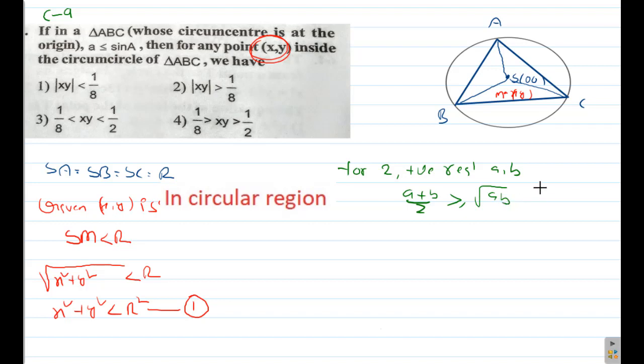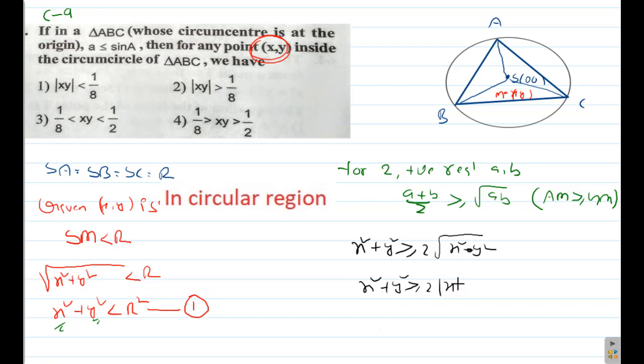This is called the AM-GM inequality: AM is greater than or equal to GM. Here x square and y square are positive, so I apply the AM-GM inequality to these two. x square plus y square is greater than or equal to 2 times the root of x square into y square, or I can write x square plus y square is greater than or equal to 2 mod xy. So this is result number 2.